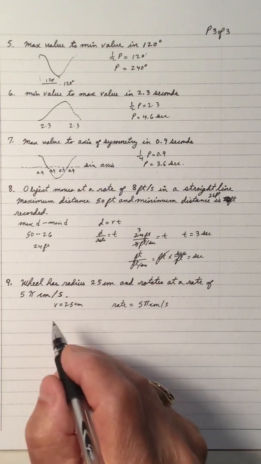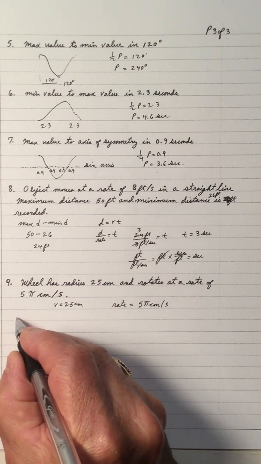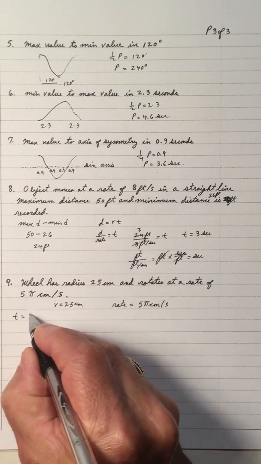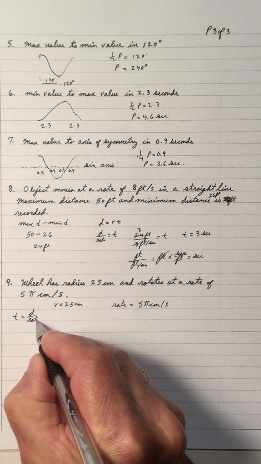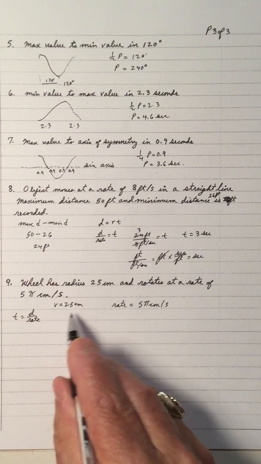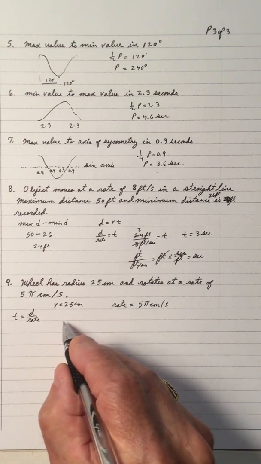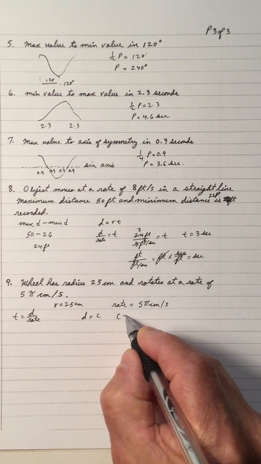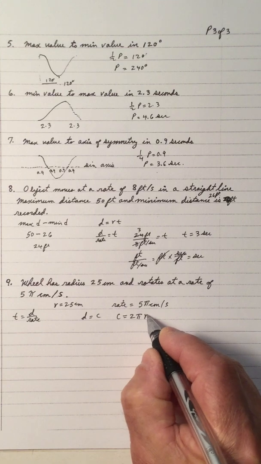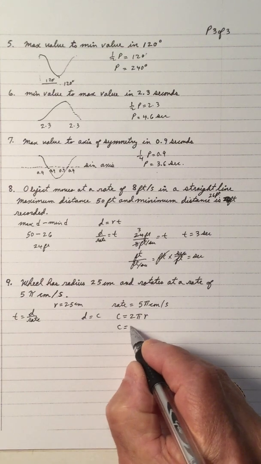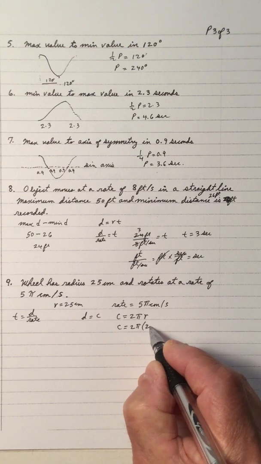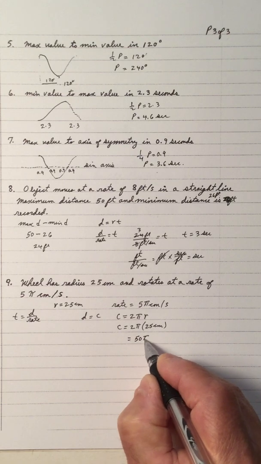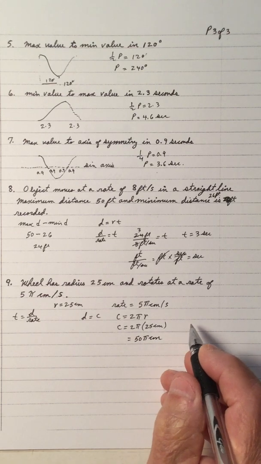So how do you find the time? Well, we know that in terms of time, time is the distance divided by the rate. But this is a wheel turning, so the distance is the circumference. So the circumference is 2 pi times the radius. So the circumference is 2 pi and the radius is 25 centimeters. So the circumference is 50 pi centimeters.